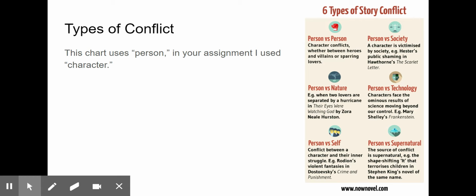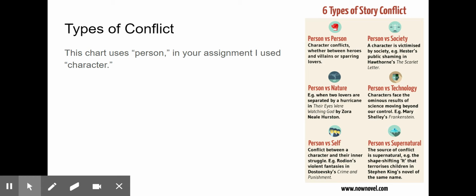So those are person versus nature, where they're in conflict with the natural world. Person versus technology, where they're in conflict with technology, as some of you may currently be experiencing a conflict versus technology. And a person versus the supernatural. So magical beings, mythological creatures, things like that would be the supernatural.